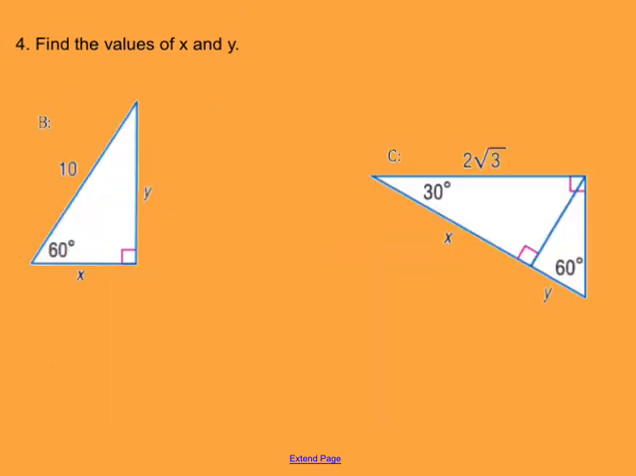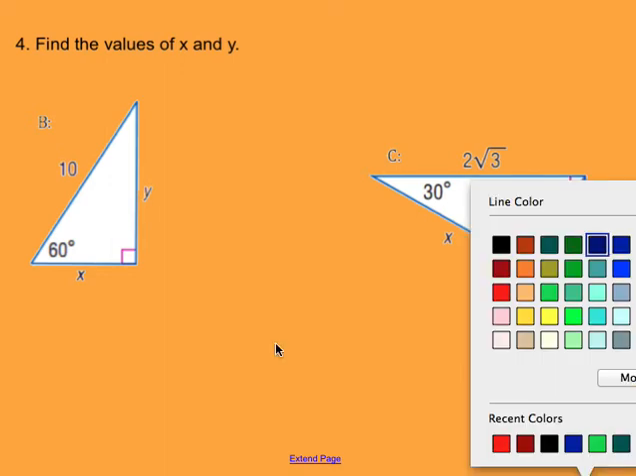Next, let's take a look at B. For B, we know our hypotenuse. So we want to find our short leg and our long leg.